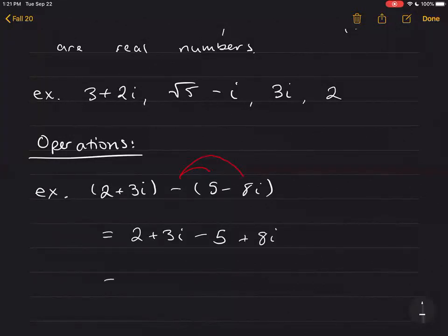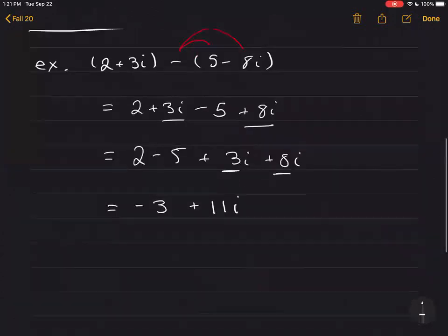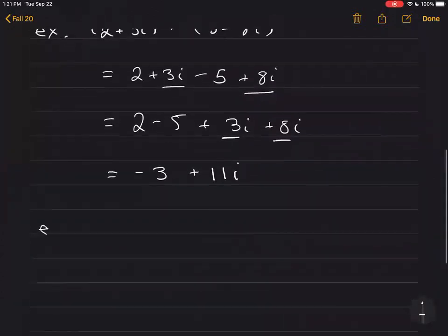And then simplifying, we have 2 minus 5, and then we're going to group these two terms together. So we're going to get plus 3i plus 8i, right? And so then 2 minus 5 is -3, and then plus 3 and plus 8. So 8 plus 3 is 11. So it becomes -3 plus 11i, right?